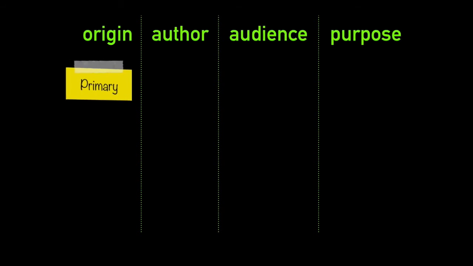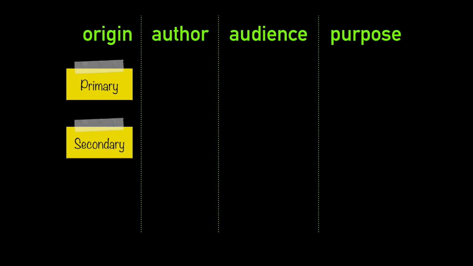So, the origin of the source can be primary or secondary. Primary means it's written or said by an eyewitness or an active participant during the historical event that it's relating. And secondary means that it's a second-hand interpretation. The source comes from after the event that it's telling you about. The person who wrote it or the person who said it wasn't there in the first place. So, for example, a primary source can be sort of like a transcript of a speech given in a certain historical event, and a secondary source can be a history textbook telling you about that speech.